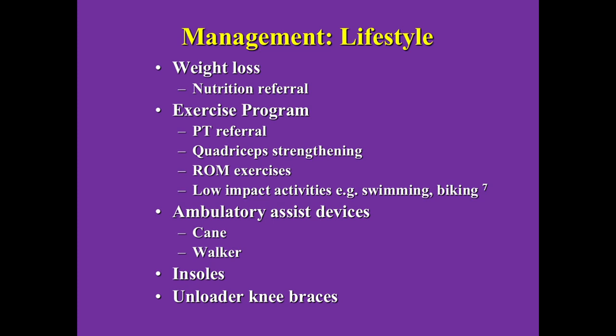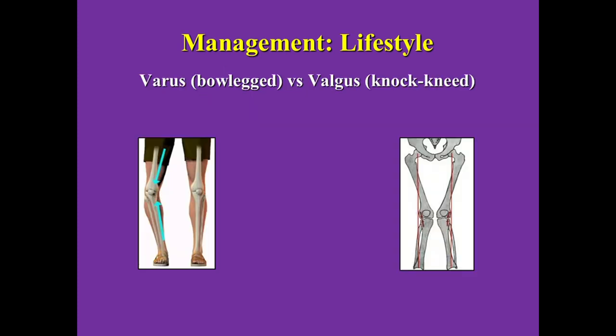Ambulatory assistive devices, mainly we are using cane and walker. Then orthotic advice, insole modification, unloaded knee braces we have to advise to the patients. Then followed by management of valgus and varus. Varus means bow legged, valgus means knock kneed. So these changes indicate bow legged and knock knee deformity, that is valgus deformity.